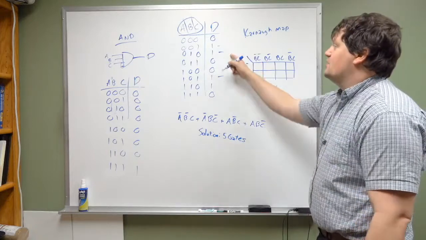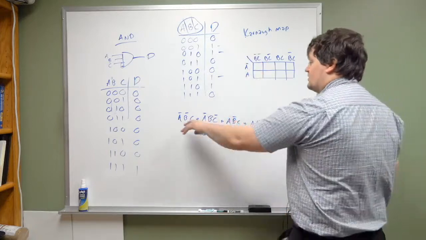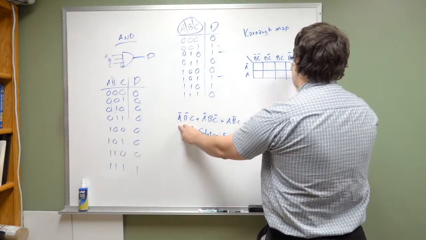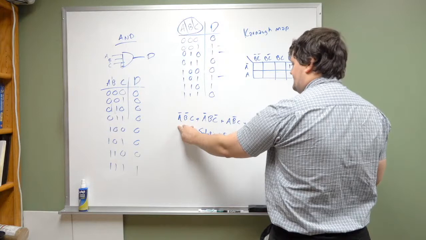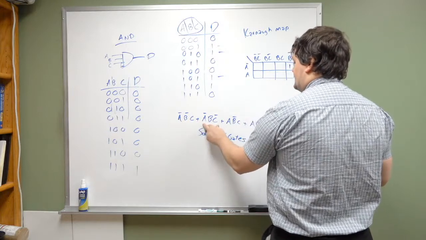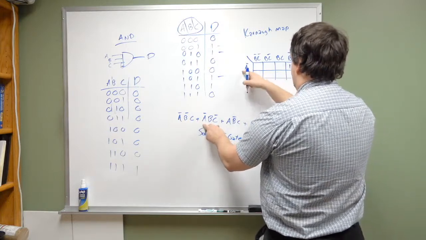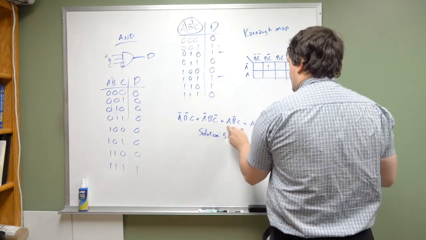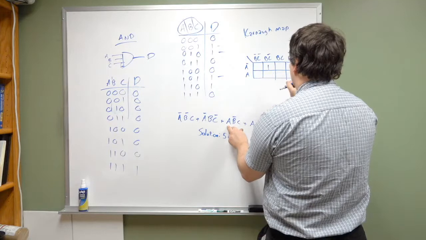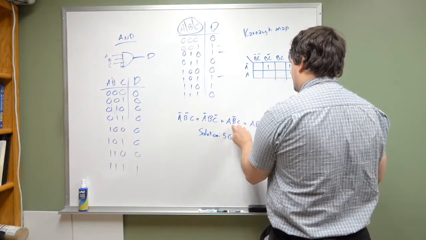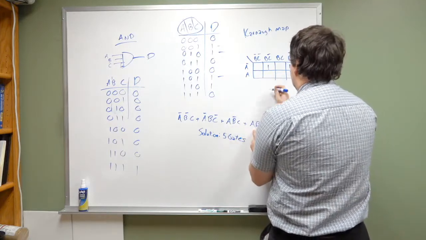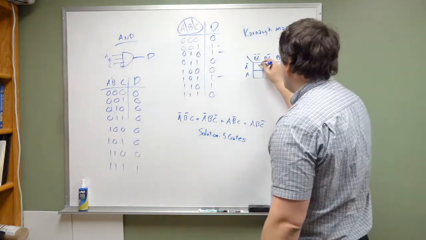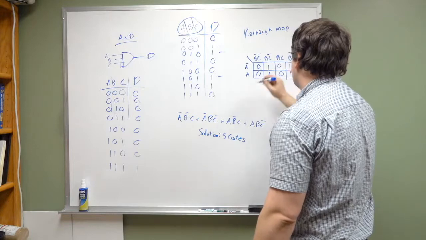So if I take all of this data and I say, okay, here we got A naught, B naught, C. So A naught, B naught, C, this is a 1. We've got A naught, B, C naught, A, B naught, C, which is this one, and A, B, C naught. Okay, which is that one. And everyone else is 0.